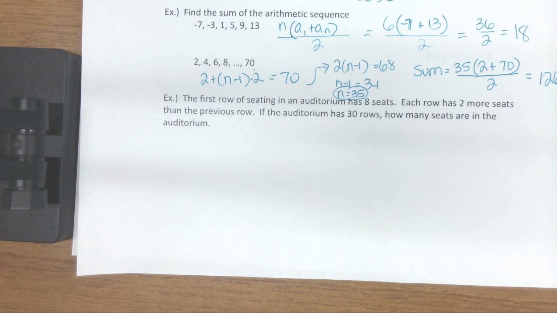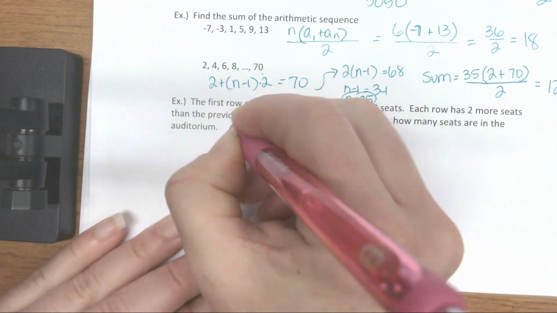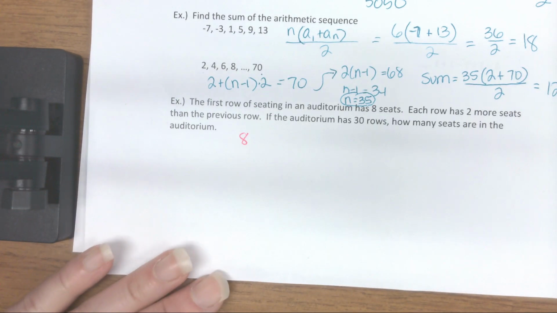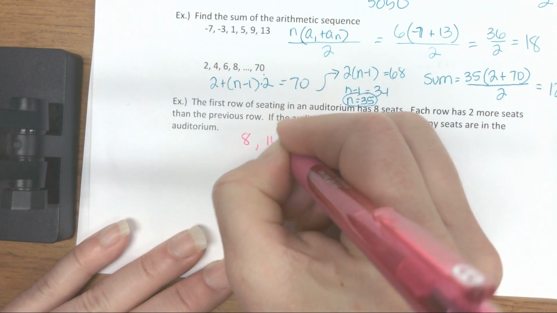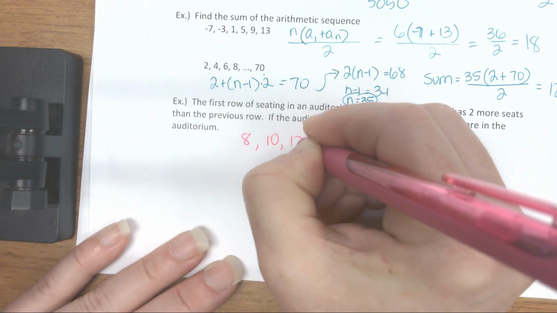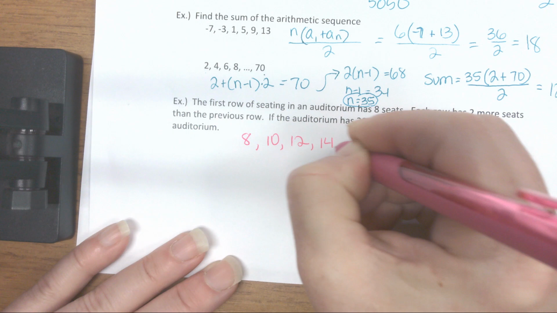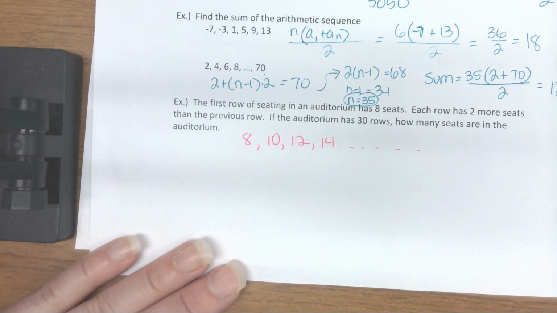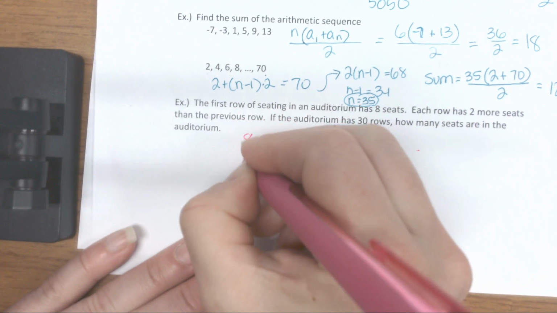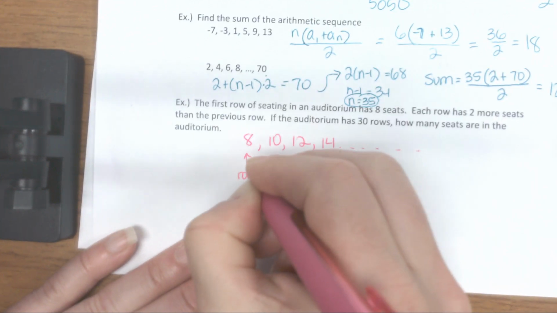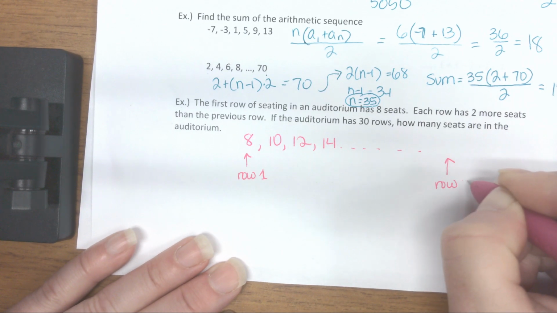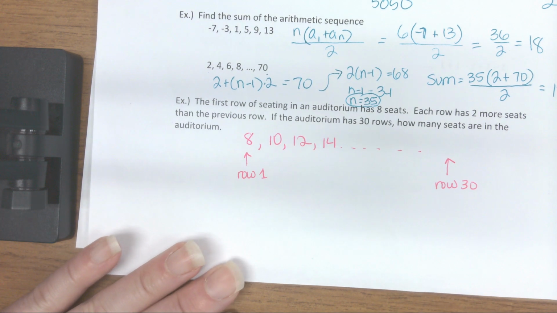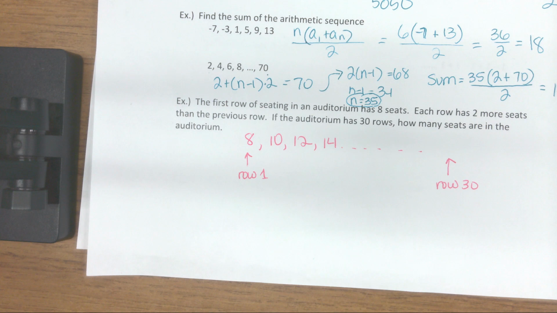The first row of seating in an auditorium has 8 seats. All right, so let's write down 8 seats. Each row has 2 more seats than the previous row. So the next one would be 10 seats, 12 seats, and so on. Okay, the auditorium, so this is the first row. This ends at row 30. The question is, how many seats are in the auditorium?